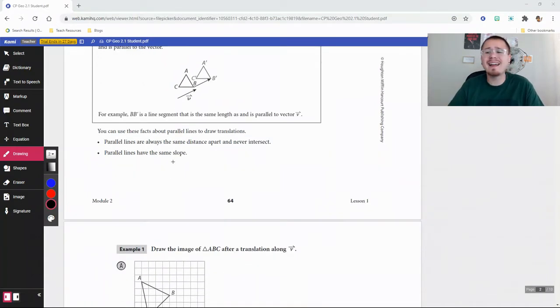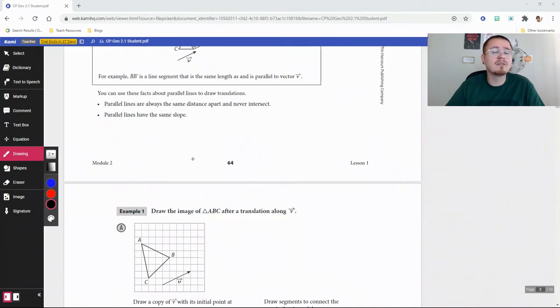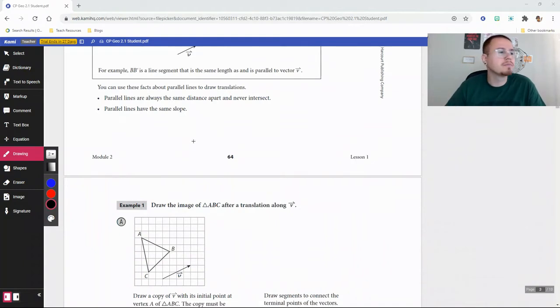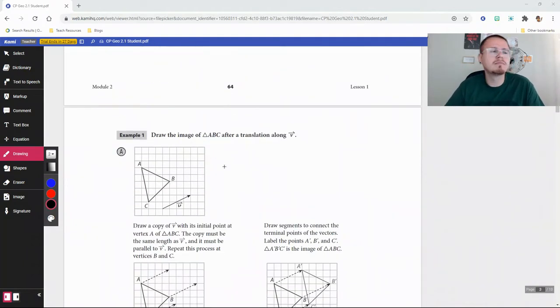You got some facts. Make sure you get your facts straight. Parallel lines are always the same distance apart and never intersect. So probably like your soulmate. Sorry. And parallel lines have the same slope. We know about slope, I hope.